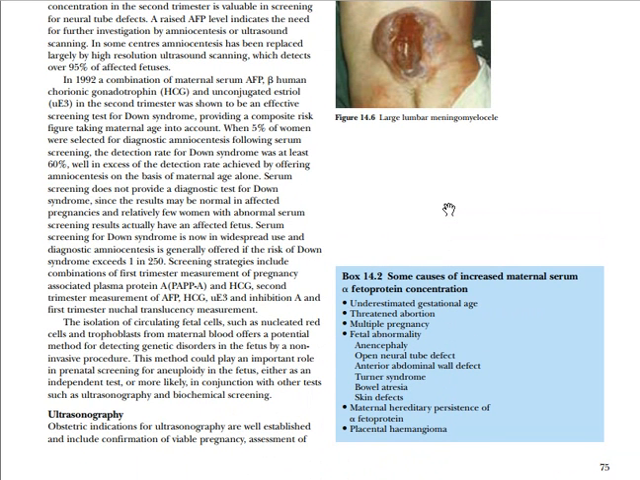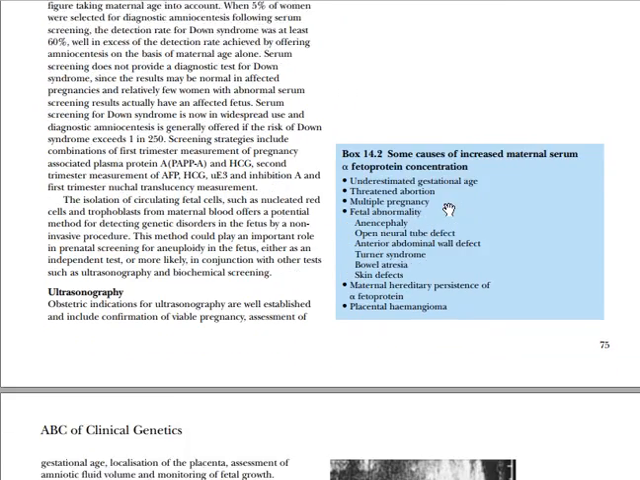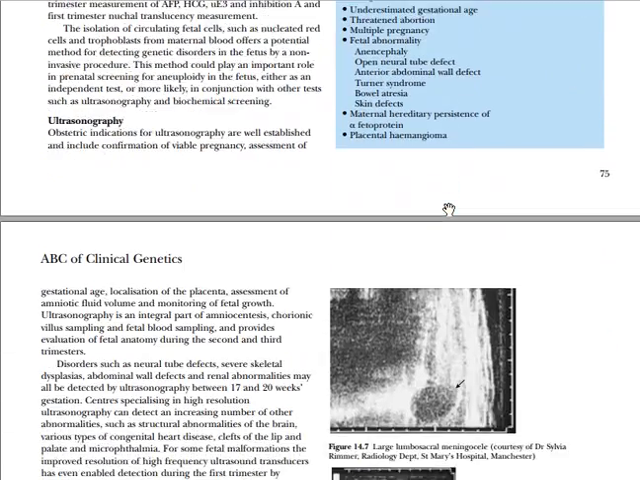Now when you add high level of alpha fetoprotein plus beta human chorionic gonadotropin plus unconjugated estriol, it can make you think of a high risk of Down syndrome during the second trimester. Now ultrasonography.